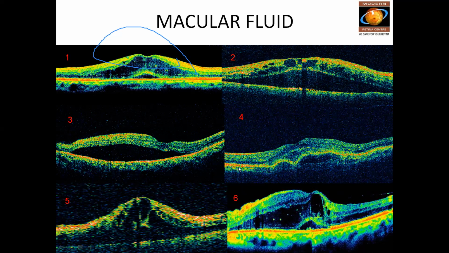Number 4, as I said earlier, always look at the surface. The surface is normal. You can see that the RPE has elevated, and at the same time there are some fluid spaces in the retina. So with presence of fluid here and elevation of the RPE, you should always suspect a CNVM. Number 5.